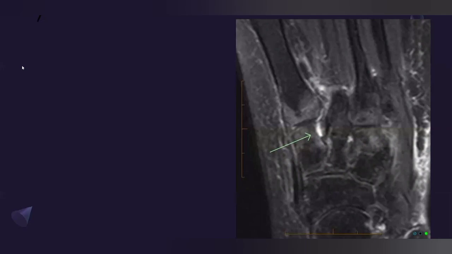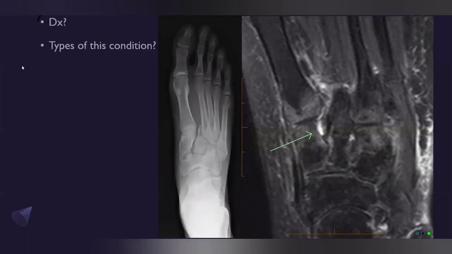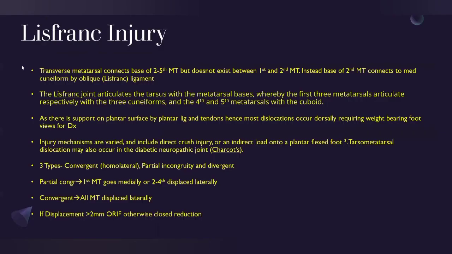But in most MSK cases, if you are not given the plain X-ray, you should ask for it, because in MSK it's very hard to come up with any diagnosis in the absence of the plain radiograph. So this is basically a Lisfranc fracture dislocation. And Lisfranc injuries can be of three types, as you all probably know: convergent, partial incompatibility, and divergent, depending on how the bones are fractured and displaced. So I'll skip the others.